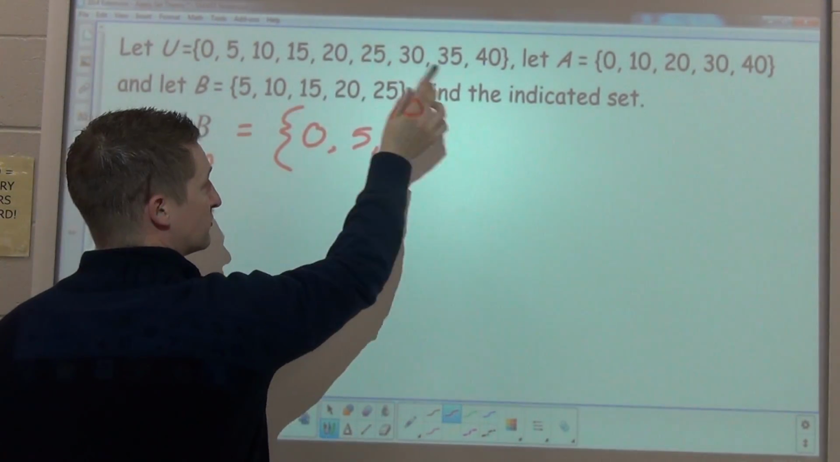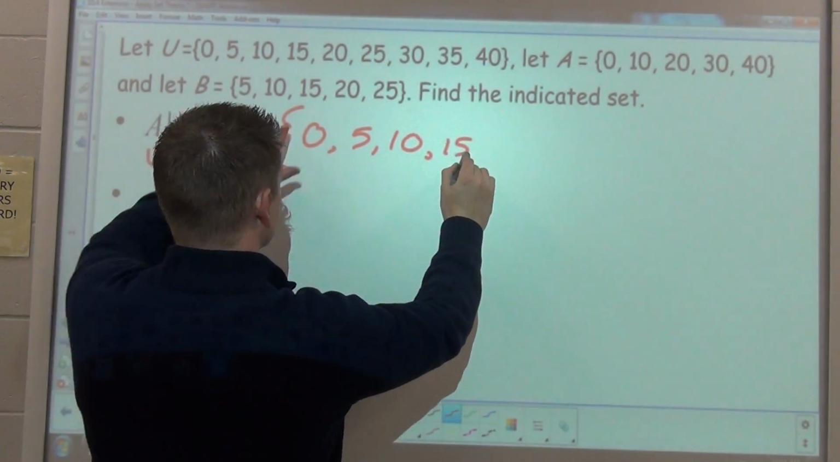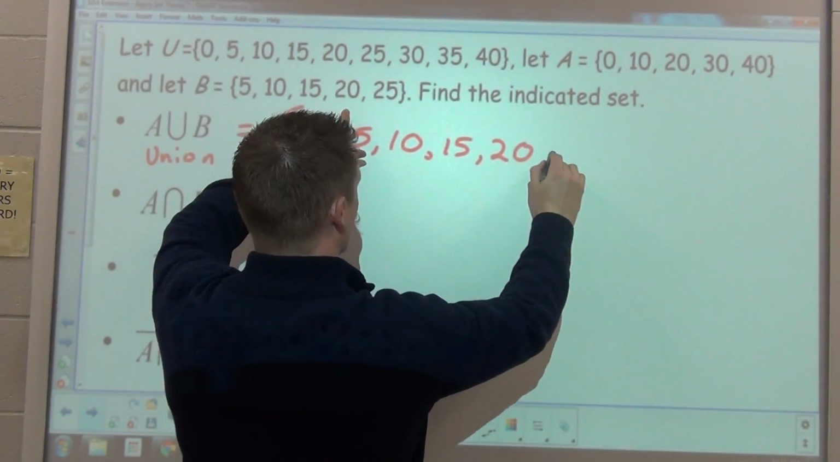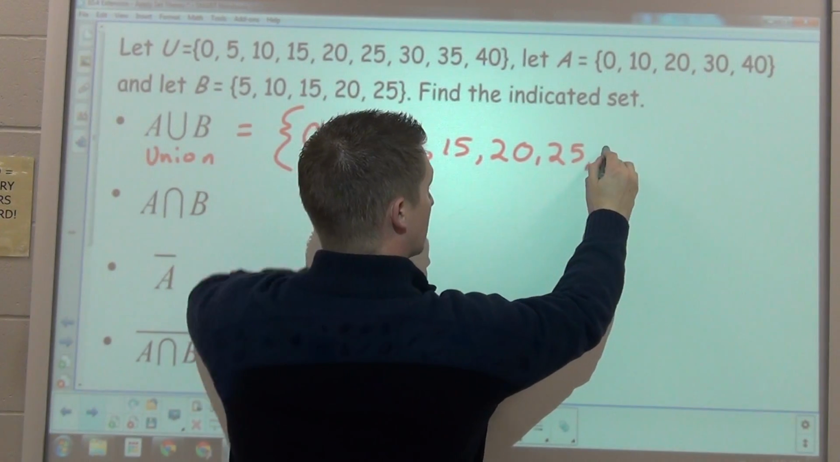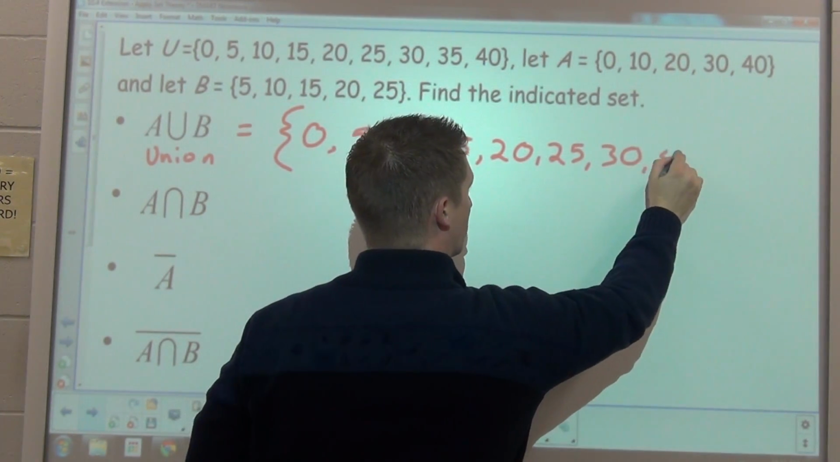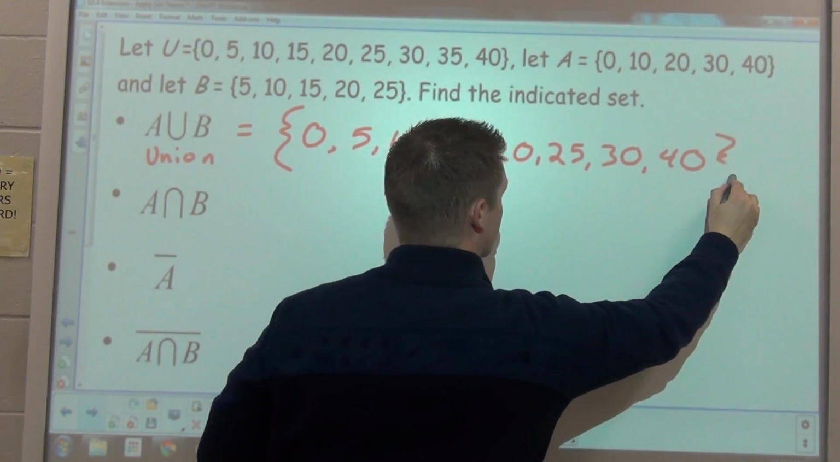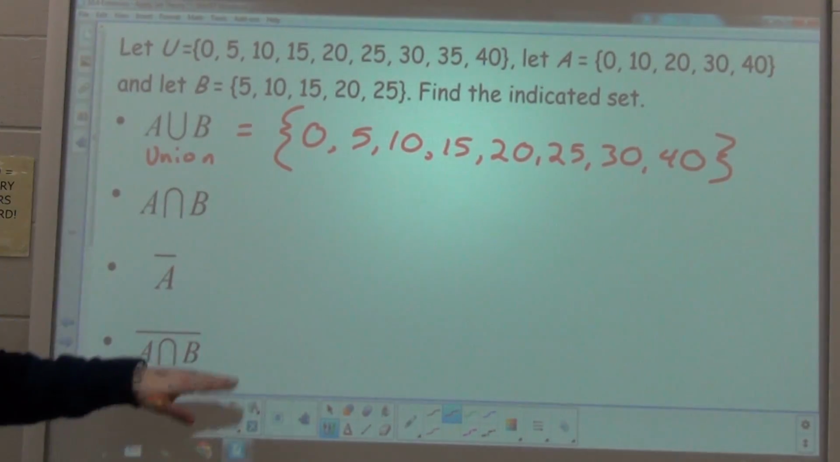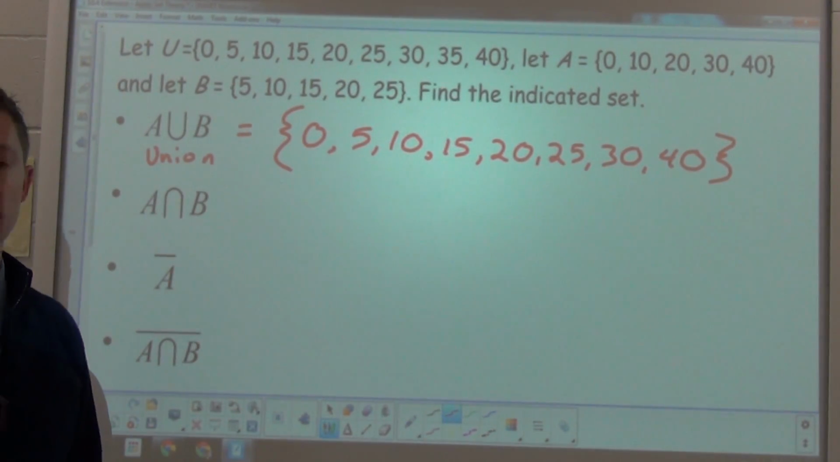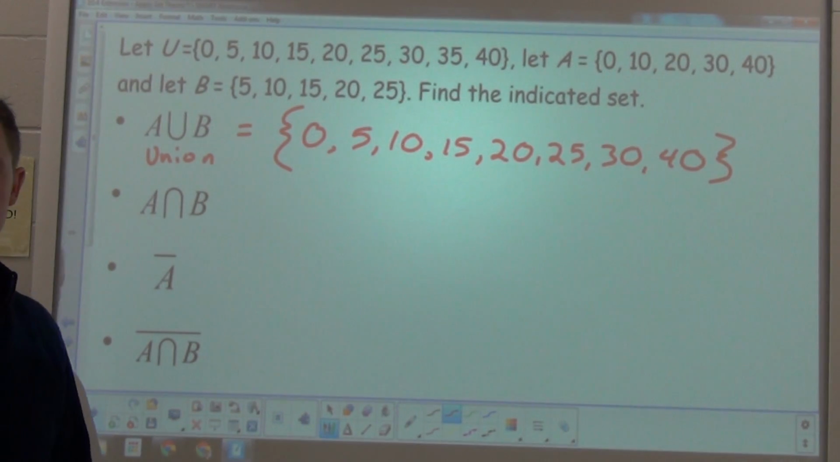I got a 10 that's in both. I got 15 that's in B. I got 20 that's in both. I have 25 in B. And then I've got a 30 and I've got a 40 that are part of set A. So that would be the union of sets A and B. It's in either A or B or both.